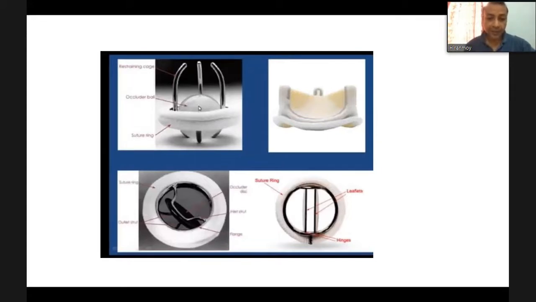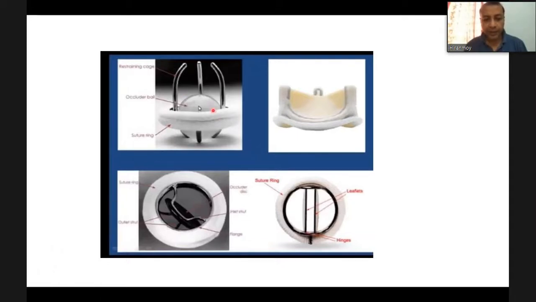First of all, there are some types of prosthetic heart valve, especially the mechanical heart valve, then the bioprosthetic heart valve, and now recently the TAVI. In the case of mechanical heart valve, there are some older generation valves and some newer generation valves.